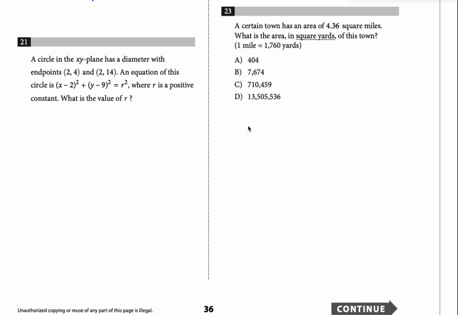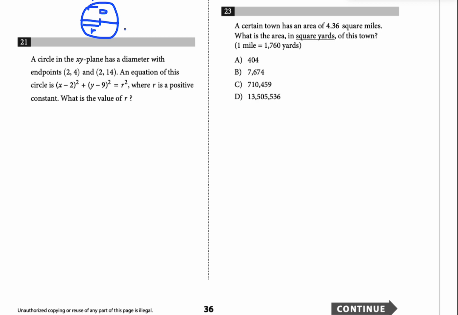Well, if you know a circle, let me draw a circle up here. If you know a circle, you know that the length from one end of the circle to the other is the diameter. And half the diameter, from the center to any point on the circle, is the radius. So let's label this R, and let's label the whole thing D for diameter. So that's what we have.